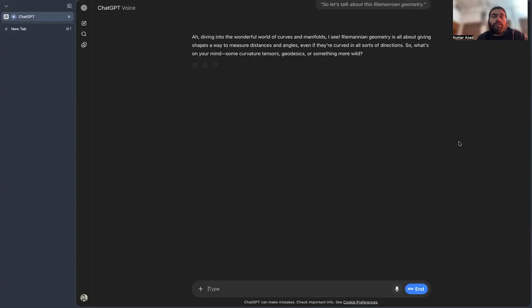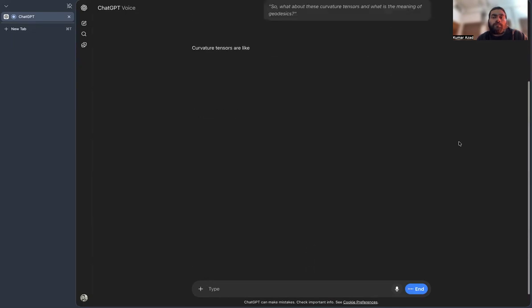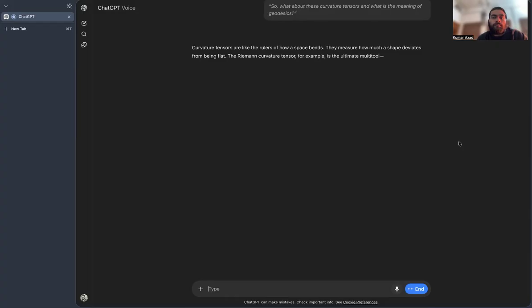So what about this curvature tensors and what is the meaning of geodesics? Curvature tensors are like the rulers of how a space bends. They measure how much a shape deviates from being flat. The Riemann curvature tensor, for example, is the ultimate multi-tool. It tells you how much a tiny shape would twist if you move it around.